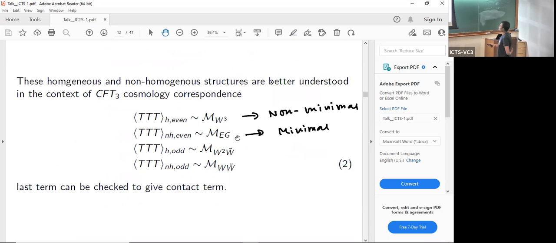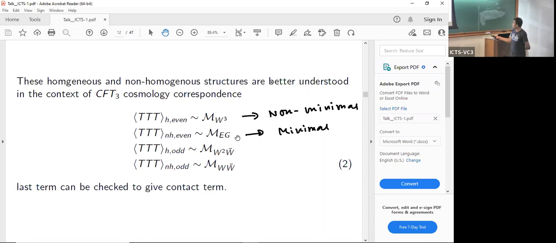If I am using de Sitter 4 to calculate this correlator for the CFT, the homogeneous part corresponds to the W cube term. As you can see, this W cube term cannot contribute to the 2-point function, so it corresponds to purely a 3-point function. This is the homogeneous thing. Non-homogeneous even will be the Einstein gravity, and this will also contribute to the 2-point function. W square W tilde is the homogeneous odd contribution. And W tilde will contribute again to the TT 2-point function, parity odd. This is a non-homogeneous odd, and you can find out that this is a contact term.